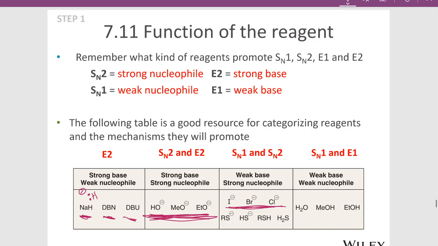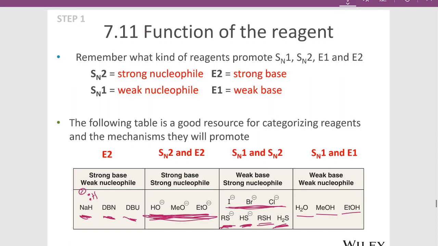Also, the sulfides here are also poor bases but strong nucleophiles. So remember we talked about these sulfur-containing compounds being strong nucleophiles because they're very polarizable. So they're not good bases, though, and so they're not going to pull a hydrogen off in order to do an elimination reaction. And then we have weak bases and weak nucleophiles. That's going to be our neutral species, like the water and the alcohols.